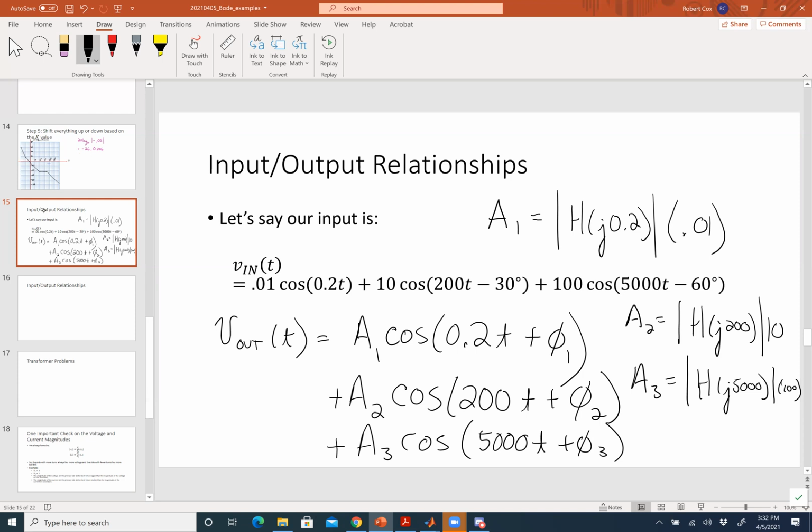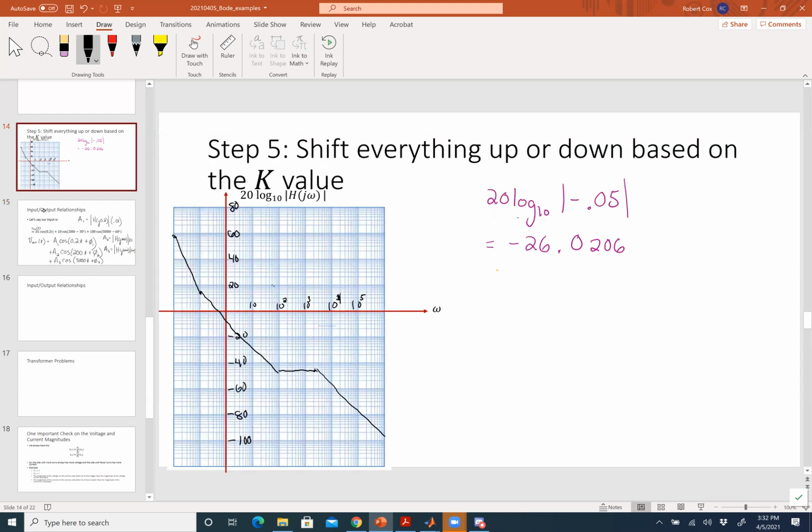To solve that, we'd have to go back to the graph and say, what's the magnitude in dB at those frequencies, and then get that out of dB. The easiest one to start with here is probably the 200 radians per second. What's going on at 200 radians per second? Yeah, 200 is there, and that graph is flat at that point.